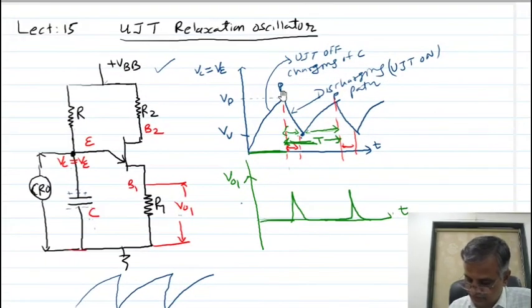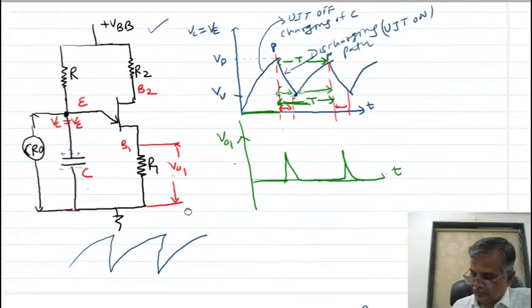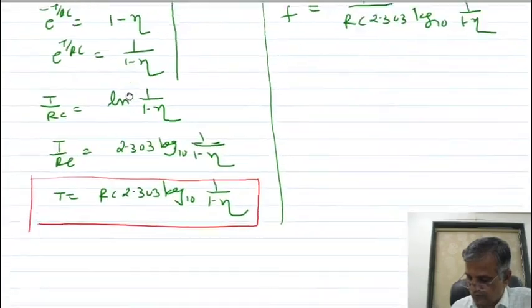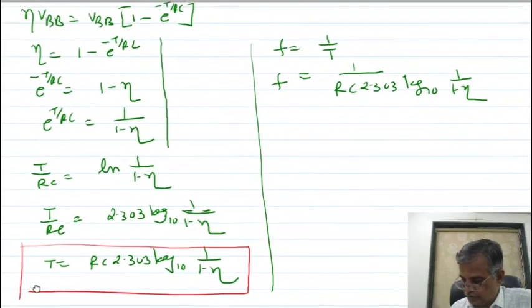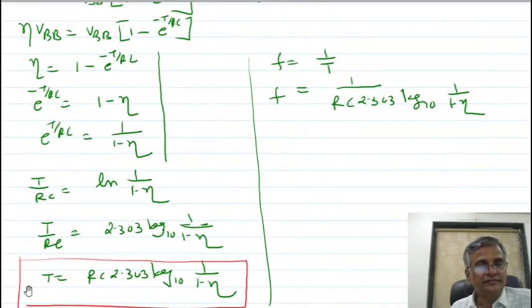This is the equation of the periodic time of a sawtooth waveform. See, between these two, this capital T is the periodic time. So this is the equation of periodic time for a sawtooth waveform. Based on this, we'll do at least 2 numericals.